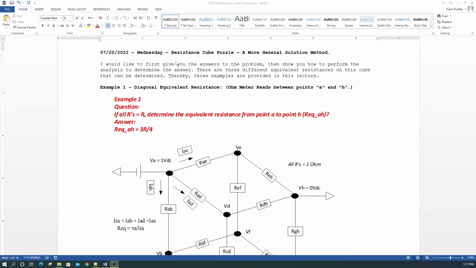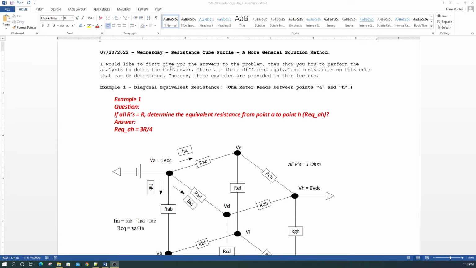Okay, so this is the resistance cube puzzle, a more general solution method. So this is a more general way of figuring out the equivalent resistance of the cube without having to worry about symmetry and redrawing it. This works for a lot of different circuits. I use this method to analyze circuits all the time, whether they have resistors, capacitors, inductors. Seems to work pretty well.